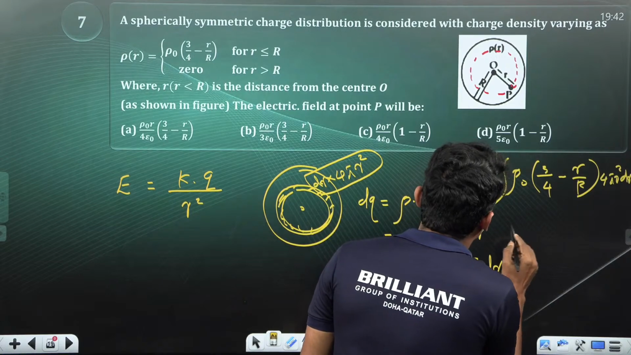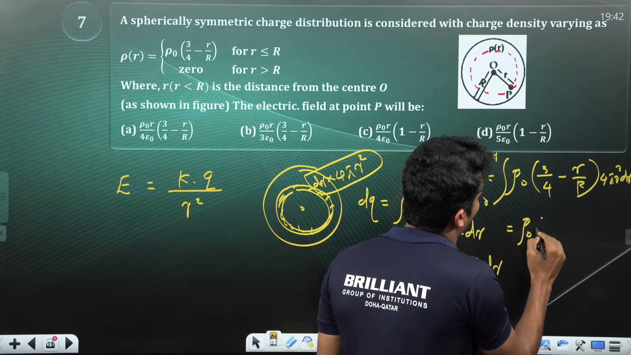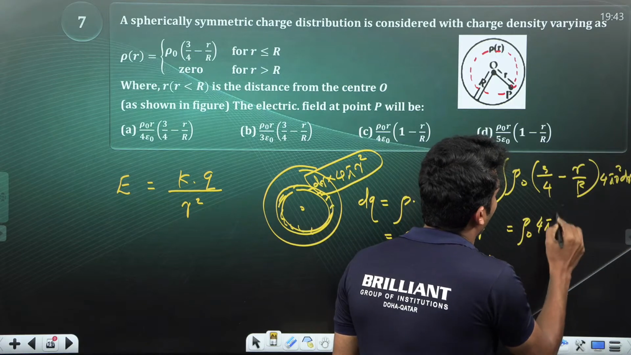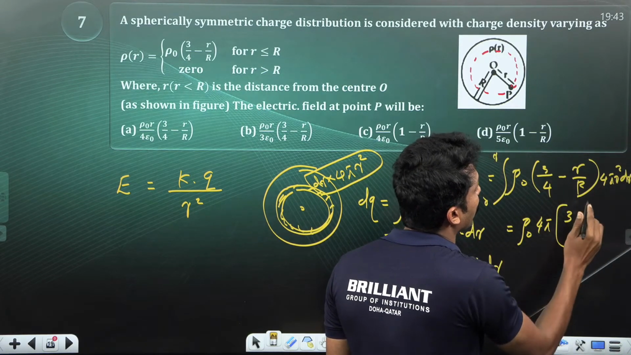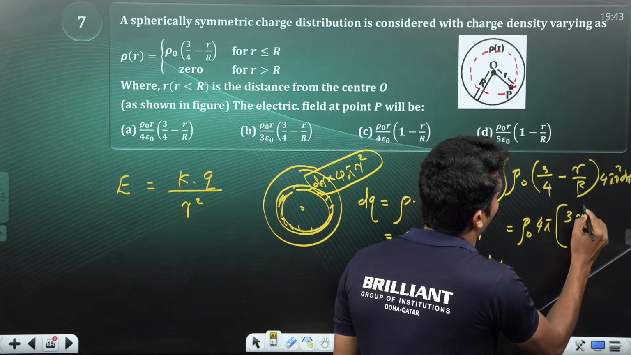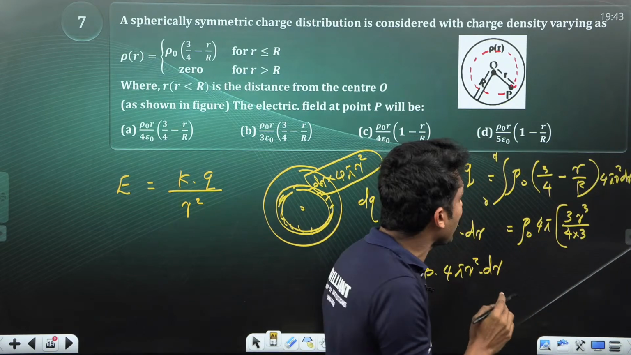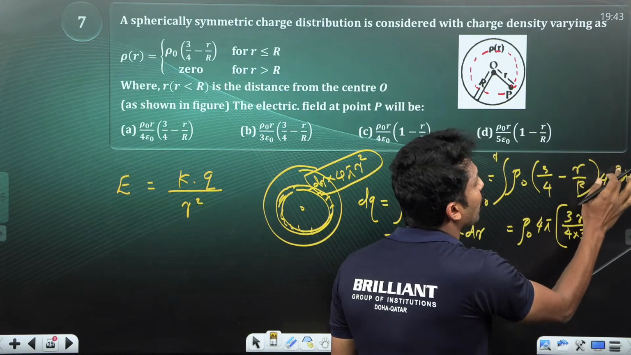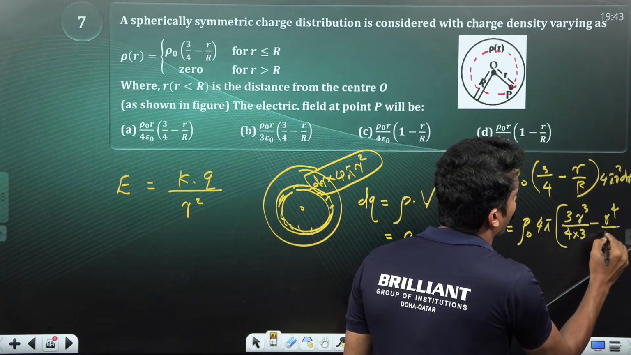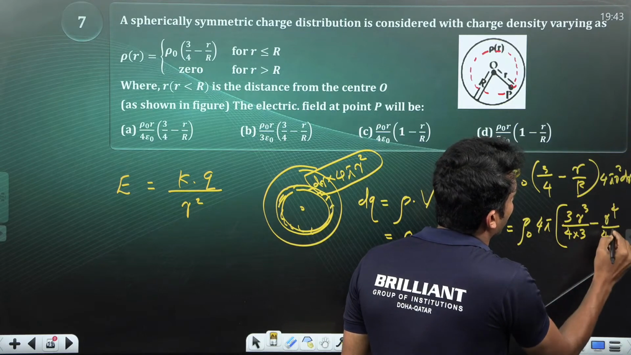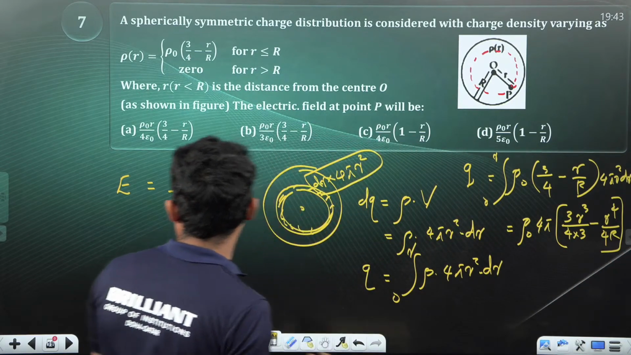Now we get this as rho naught taken outside and 4 pi also taken outside. Then in the bracket it becomes 3 times r square dr integration, so there is r cube by 4 into 3, that is r cube by 3, minus here it is r into r square, that is r cube, so its integration is r raised to 4 divided by 4 and there is capital R. Yes, this is the small q charge value.